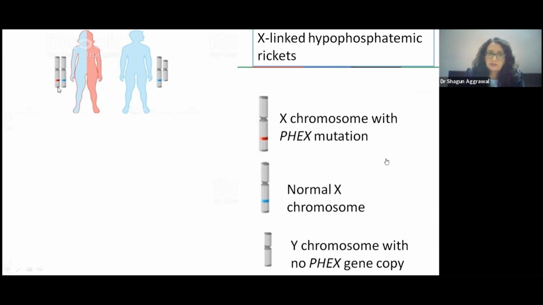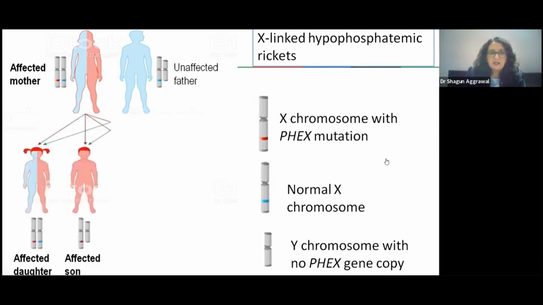So this lady is heterozygous for a mutation in the PHEX gene, and she has one normal X and the other one with the mutation on this gene. And her partner has a normal X and a Y chromosome. So in such a case, again, during segregation, this lady will transmit this X chromosome to 50% of her offspring. So if that offspring is a female, then that child will also be affected because this is a dominant condition.